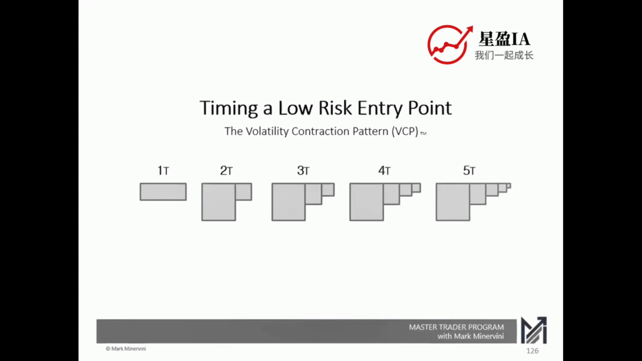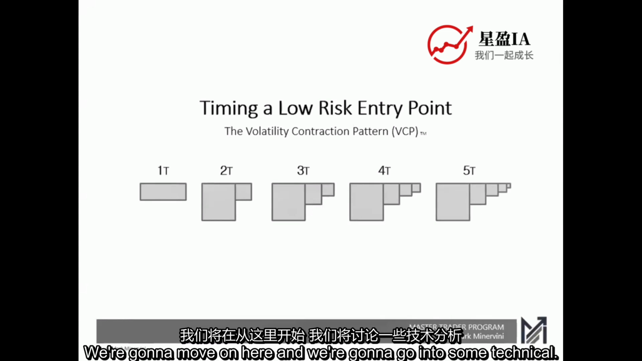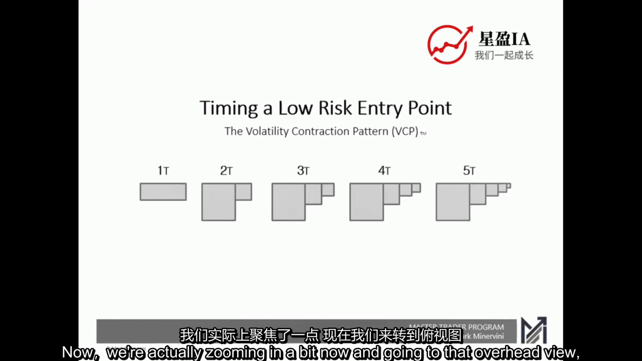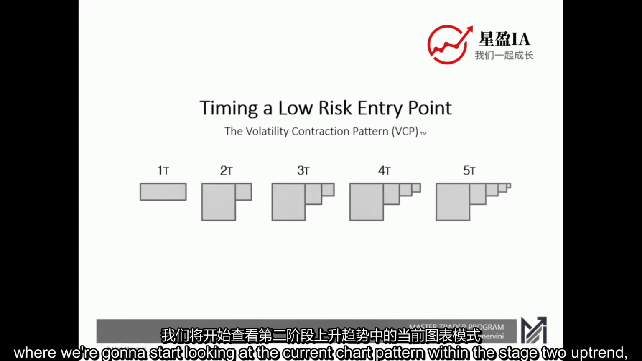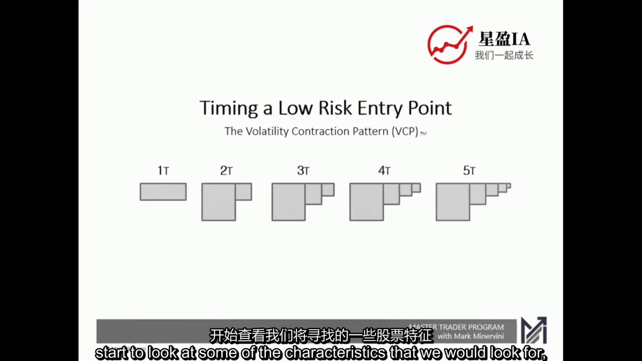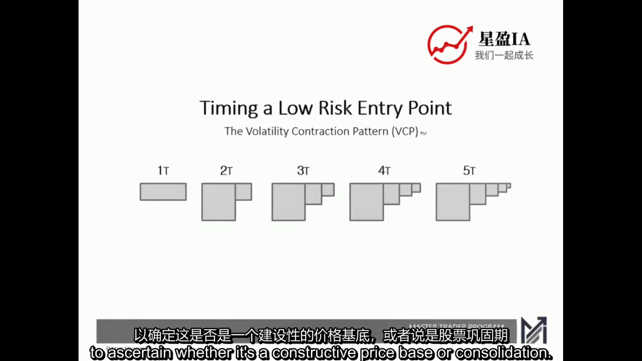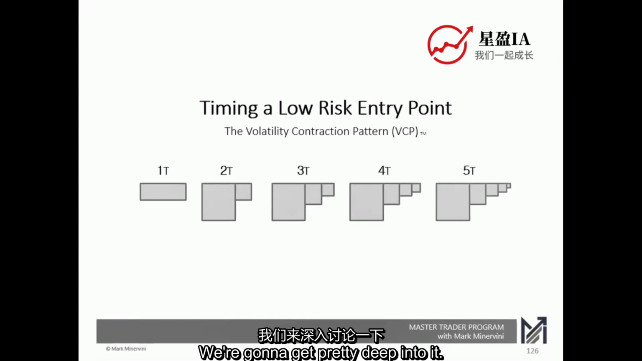All right, so we're going to move on here and go into some technicals now. We're zooming in a bit and going to that overhead view, where we start looking at the current chart pattern within the stage two uptrend and some of the characteristics we would look for to ascertain whether it's a constructive price base or consolidation. And we're going to get pretty deep into it now.